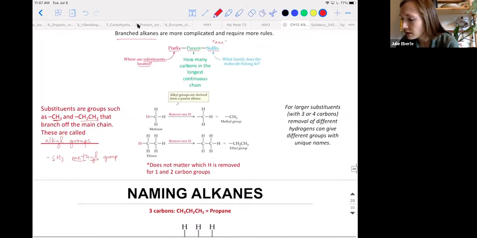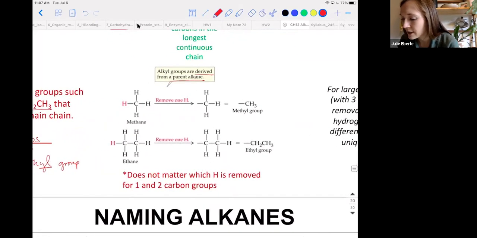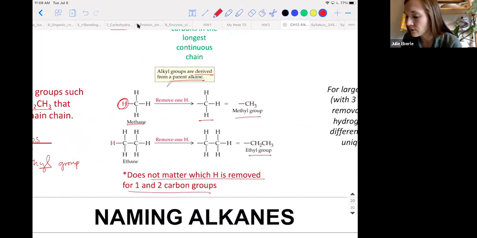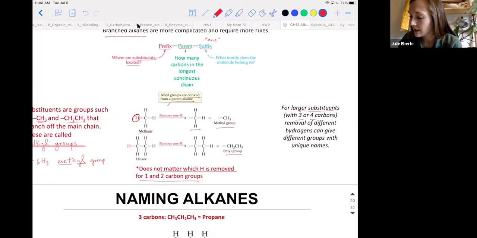They're called alkyl groups. So alkyl groups are derived from parent alkanes. So that's what I just walked through. If you have methane and you take off this hydrogen, now you have a CH3 group, and we call that a methyl group. Same thing for the ethyl group. If you just remove one of the hydrogens, it doesn't matter which one. They're all perimeter terminal hydrogens. So that's what I'm saying here. It doesn't matter which hydrogen is removed. For now, it doesn't matter. It will matter in just a second. All right. For larger substituents that have 3 or 4 carbons, it does matter which hydrogen you take off. And I know this is technical. This is organic chemistry for you.